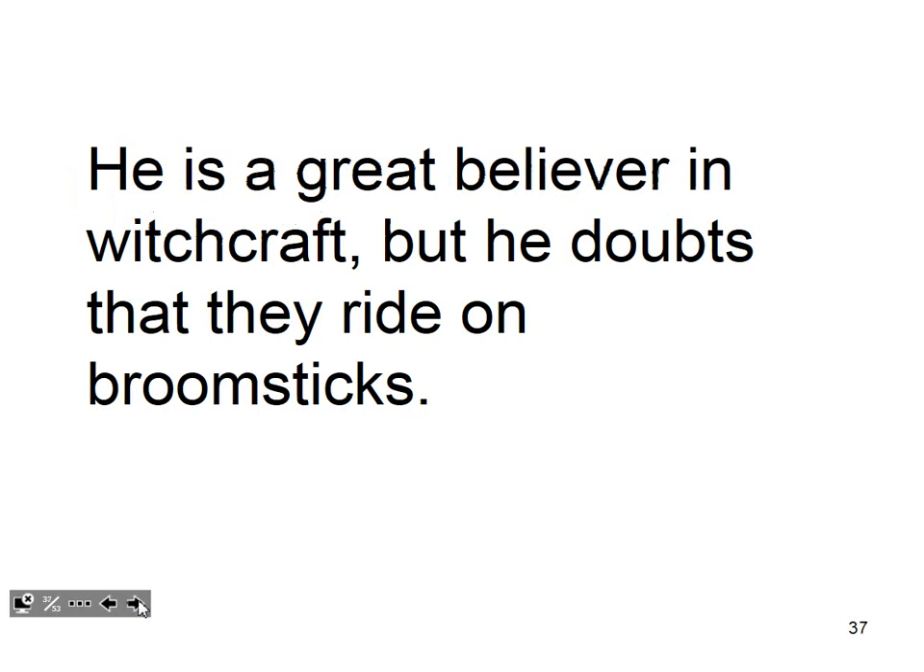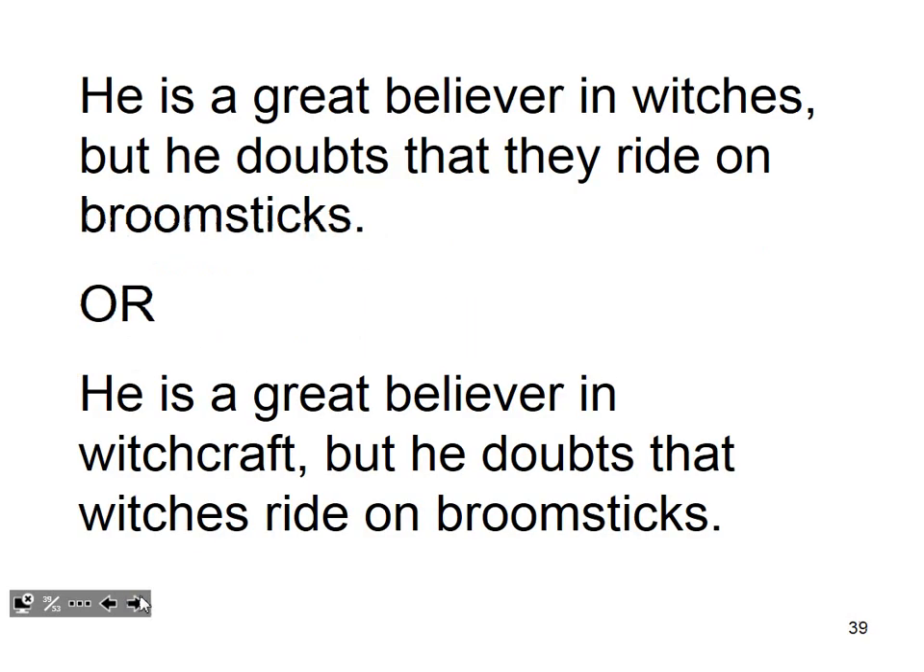Here's another one. He is a great believer in witchcraft, but he doubts that they ride on broomsticks. So I think the writer is talking about witches, but again, the writer needs to express witches in the sentence. So a proper rewrite would read, he is a great believer in witches, but he doubts that they ride on broomsticks. Again, witches is put directly in the sentence. Or a second option, he is a great believer in witchcraft, but he doubts that witches ride on broomsticks. Either choice, witches is placed in the sentence.